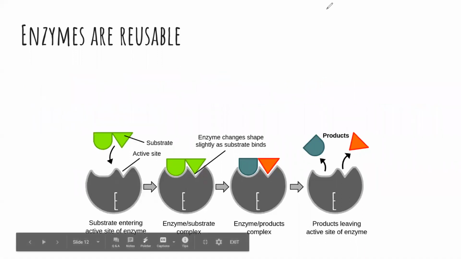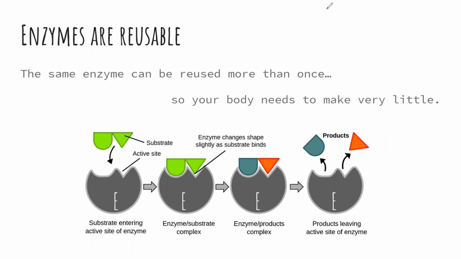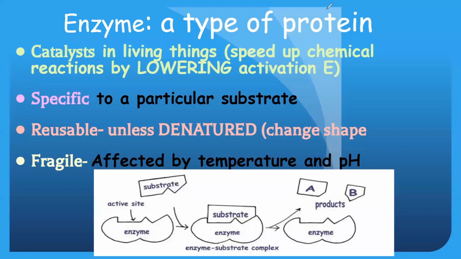So we actually don't need more than a few enzymes. Since they're reusable, we don't need more than a few in our body of that specific enzyme. Let me clear that up. There are specific enzymes for specific substrates, and there are hundreds of different substrates. However, there only needs to be a few enzymes per substrate.